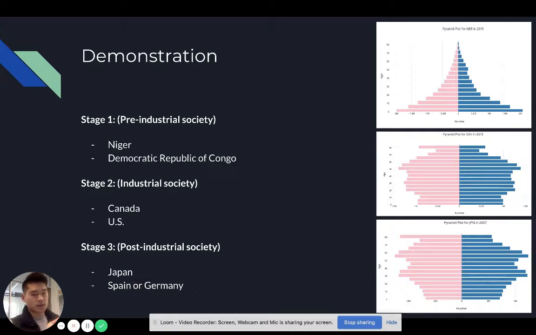We see a correlation between the fertility rates and the different stages of the population pyramids. For example, Niger has a fertility rate of 7.1 for an average woman, and Canada has around 1.5. So stage two would be around 1.5 to 2.0, and stage three would be around 1.0 to 1.5, as Japan has 1.4, Germany has 1.4, and Spain has 1.3 as well.